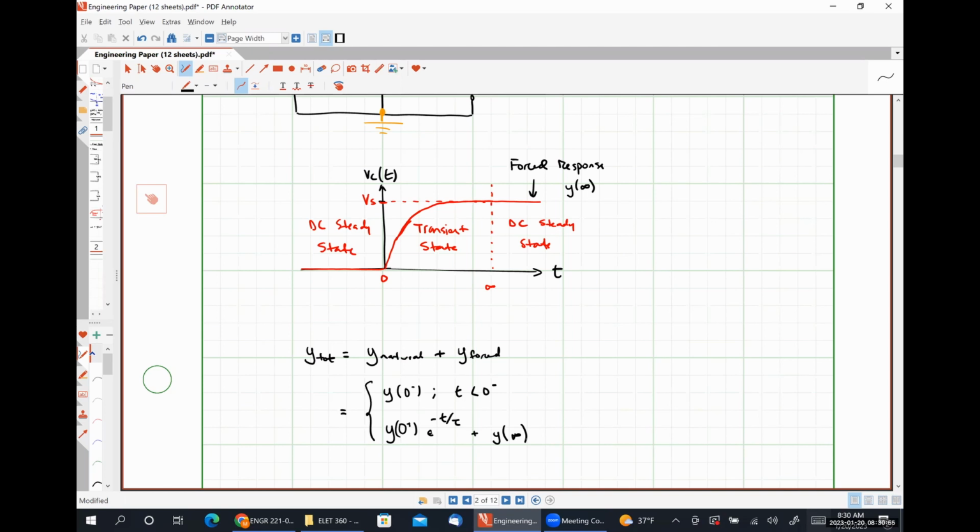Now, the problem here is that this isn't necessarily a continuous function, okay? So let me tell you what I mean by this. If we consider our little circuit that we had up above, what was y at 0 minus? So what was our capacitor voltage at 0 minus?